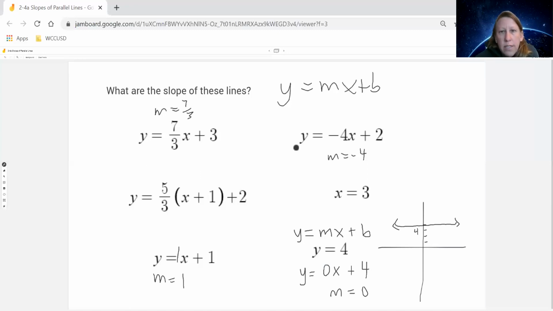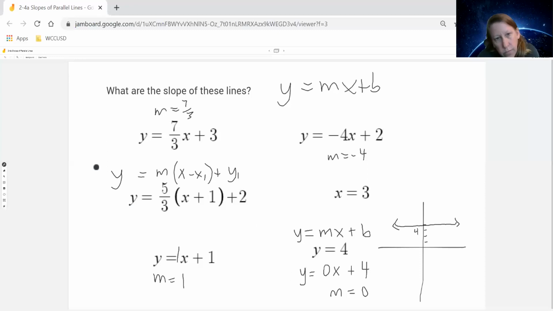This one is not in slope-intercept form. This one's in a different form. We love this form for algebra 2. This is called point-slope form. Sometimes it's written with the y minus 2, and sometimes you add the 2 to both sides. So this form is y equals m times the quantity x minus x1 plus y1. Okay, that's the equation for that.